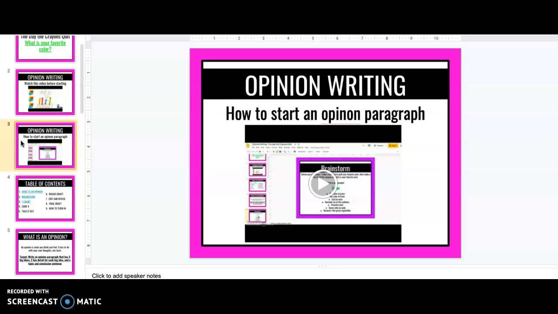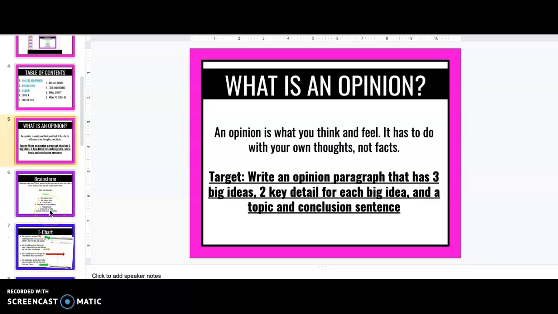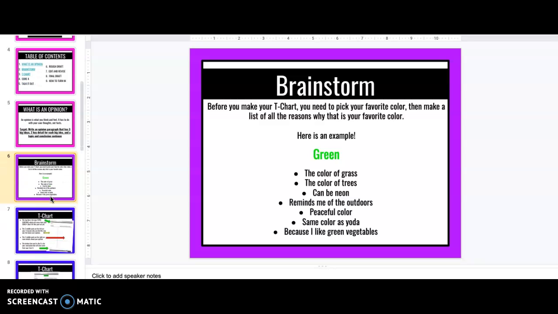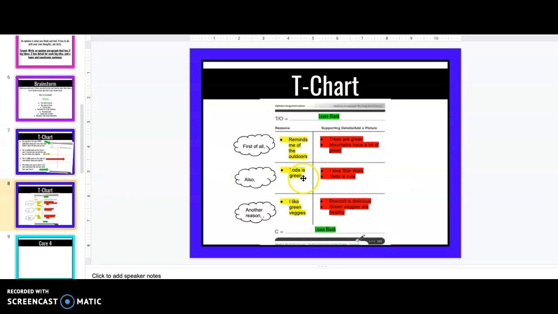There was a video on how to start your opinion writing by brainstorming and doing your T-chart. And then we talked a little bit more about an opinion. You need 3 big ideas, 2 key details for each big idea, and then a topic and conclusion sentence. Here was an example of my brainstorming, and I chose the color green. And then I walked you guys through the T-chart, and this was my T-chart. These are my 3 reasons why green is the best color. And then here's a little bit extra detail about each of these reasons. I also included my transition words. Notice that the thing I need to finish today is my topic and my conclusion.